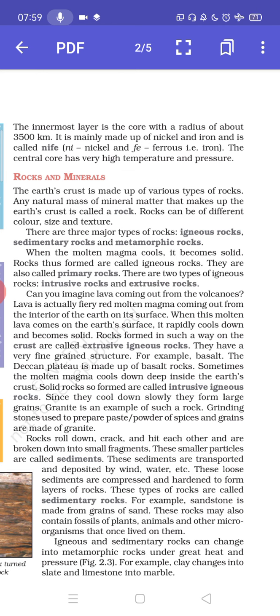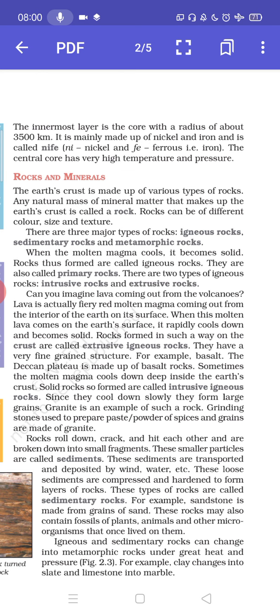Any natural mass of mineral matter that makes up the earth crust is called a rock. Rock can be of different color, size and texture. There are three types of rocks: igneous, sedimentary and metamorphic. When the molten magma cools, it becomes solid. Rocks thus formed are called igneous rocks. They are also called primary rocks. There are two types of igneous rocks: intrusive and extrusive. From the name only you can understand: intrusive, which is inside, extrusive, which is outside.